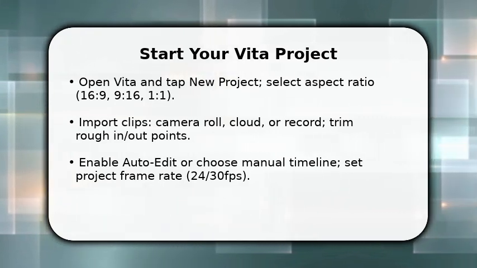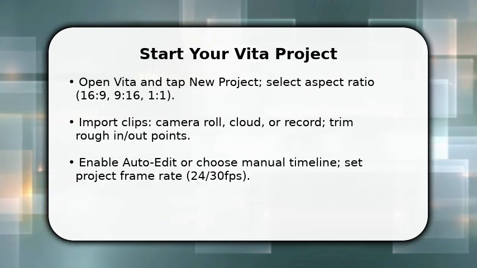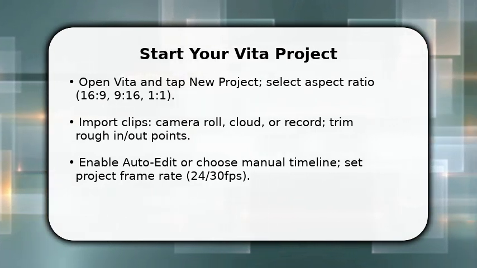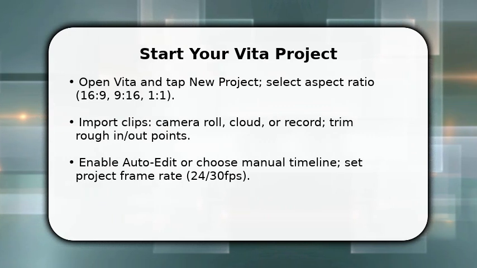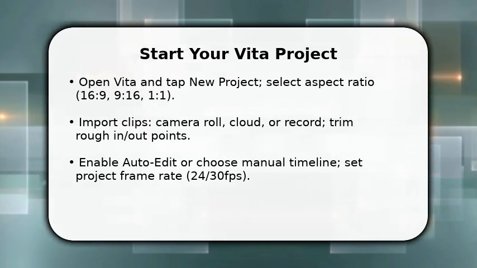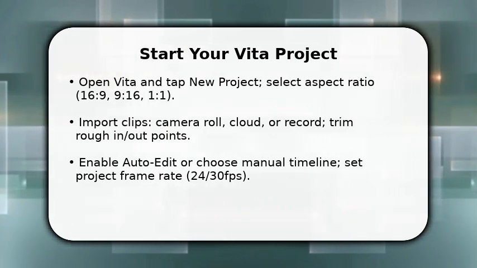Once done, decide whether to use auto edit to get a fast cut or switch to manual timeline editing. Choose 24 or 30 frames per second, depending on cinematic or social delivery.